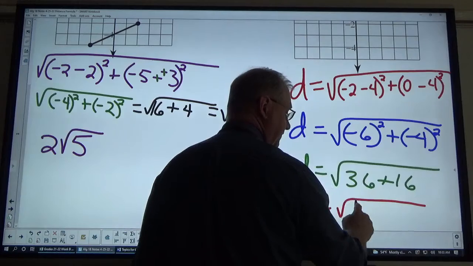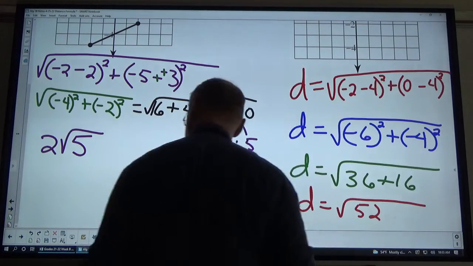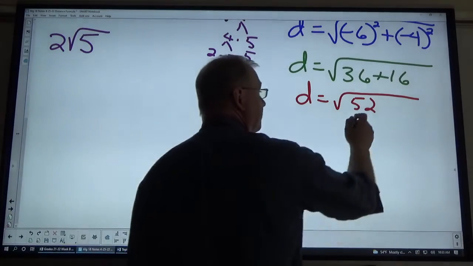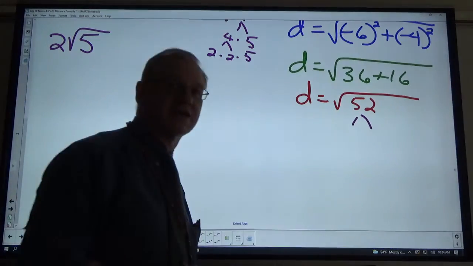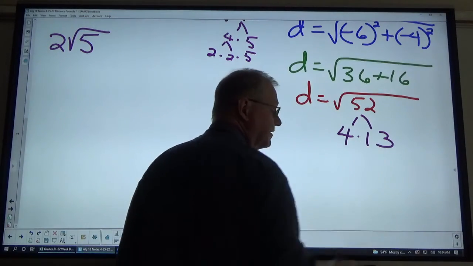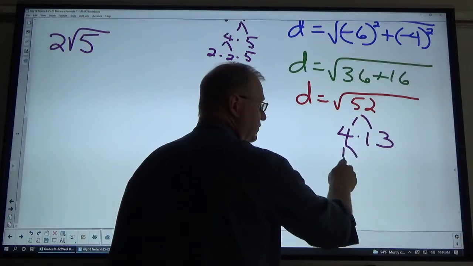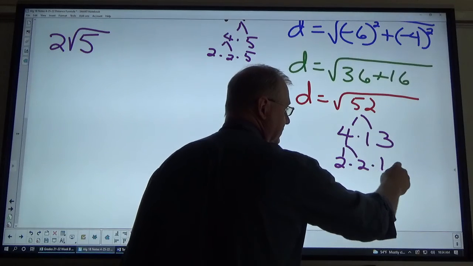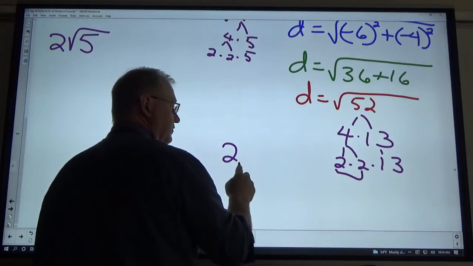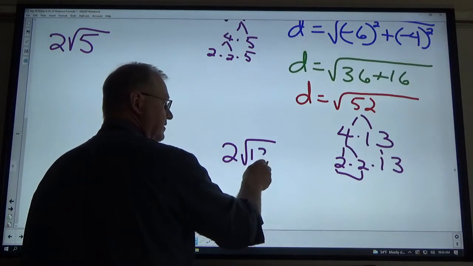30, 40, 52. Now here is the trick here. 52 is, think of a deck of cards. There's 4 suits and 13 in a suit. 2 times 2 times 13. That's 2, the pair of 2's, square root 13 for D.